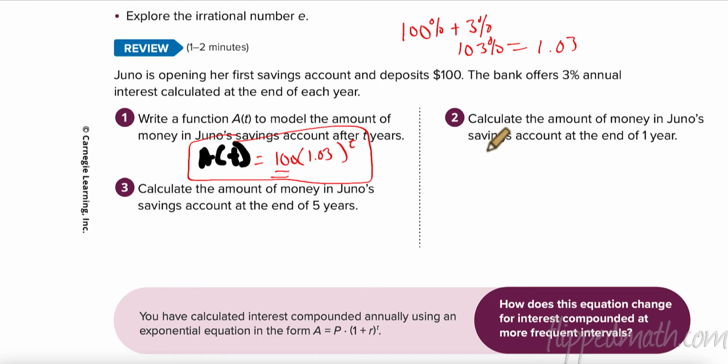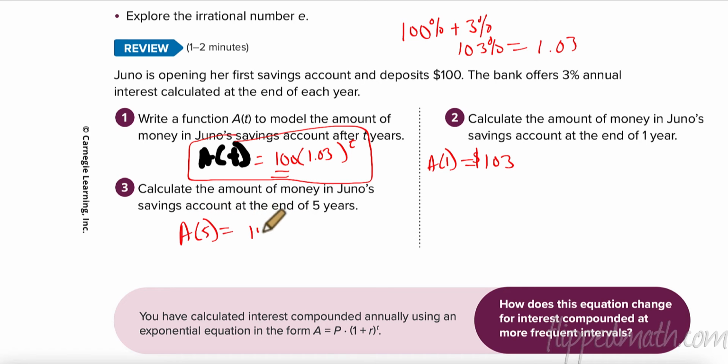All right, calculate after 1 year. Well, that's pretty easy. 100 times 1.03 to the first is 1.03, so this is going to be $103. Congratulations. So after 1 year, making big money. Let's see after 5 years. Let's put 5 years in.